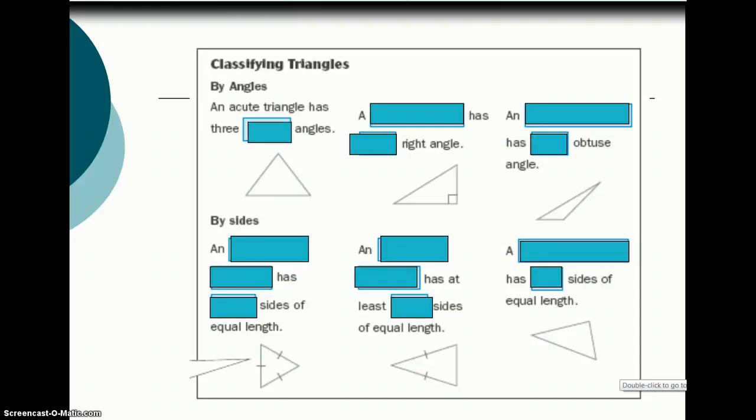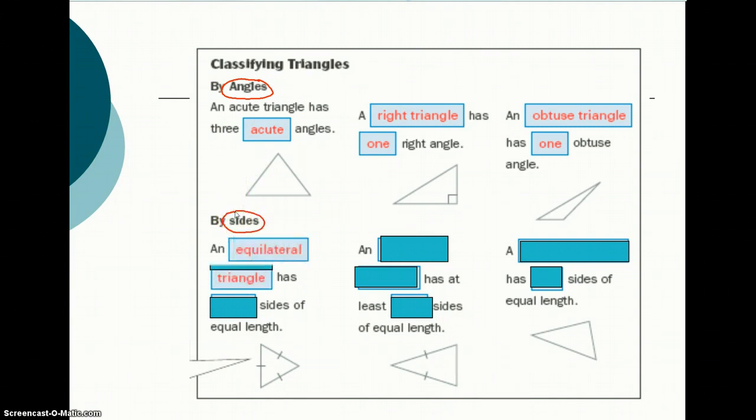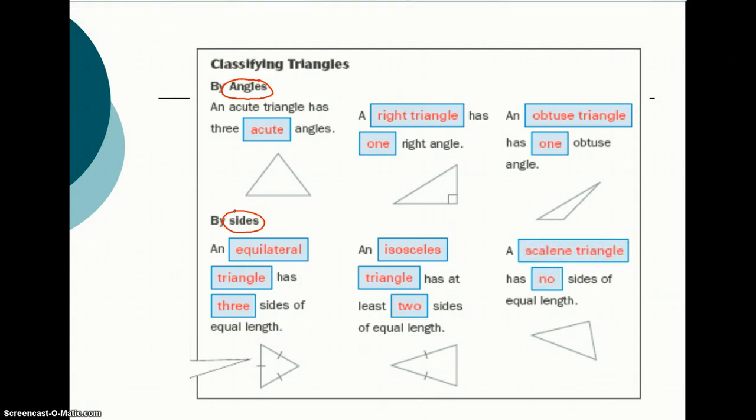We can classify triangles by angles. An acute triangle has 3 acute angles, a right triangle has 1 right angle, and an obtuse triangle has 1 obtuse angle. Again, this is classifying by angles. We can also classify the triangles by sides. An equilateral triangle has 3 sides of equal length, and again, you can see the tick marks. An isosceles triangle has 2 sides of equal length. A scalene triangle has no sides of equal length.